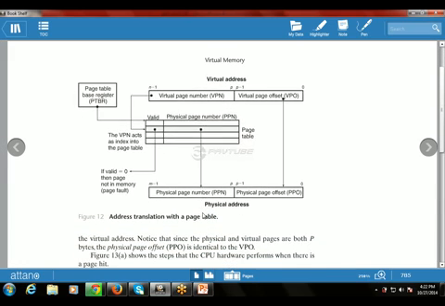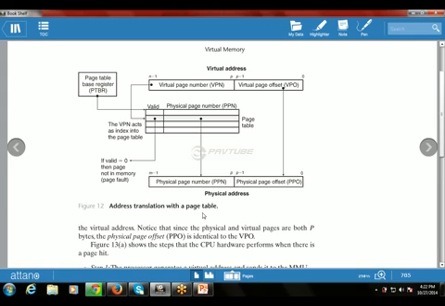This is the example of how address translation is done with the page table that we have studied in the last class. This example shows one virtual page number and one virtual page offset being used, and how the virtual page number is converted into the physical page number with the help of the valid bit. Valid bit may be either 0 or 1.